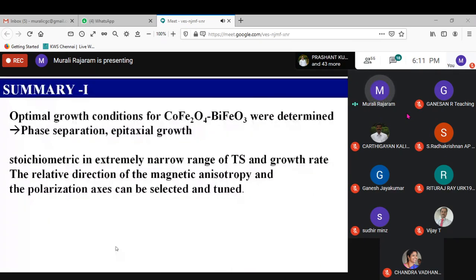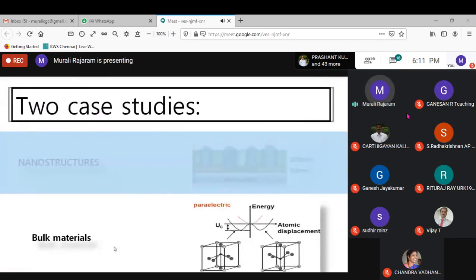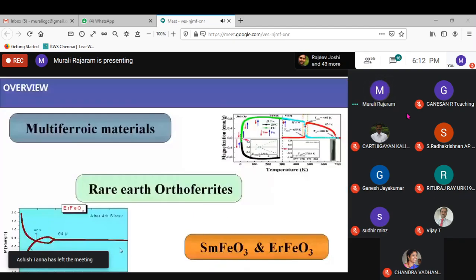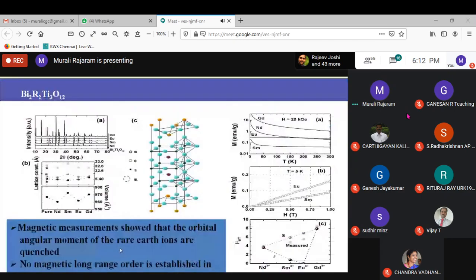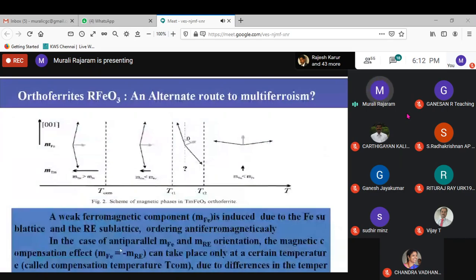On the bulk materials, I will just introduce this special class of materials called orthoferrites. Why are these orthoferrites important? Why are we working on them now, and why are people still working on these kinds of materials? Okay, I will skip this. I will close with this introduction on orthoferrite materials.